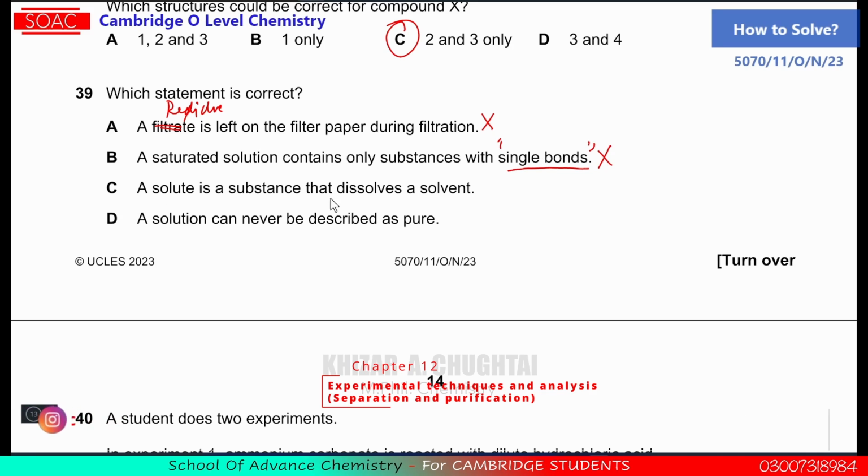C, a solute is a substance that dissolves a solvent. No. Basically, a solvent dissolves the solute, so it's incorrect. D, a solution can never be described as pure. Yes, it is true. A solution is a mixture, and it is never a pure substance.